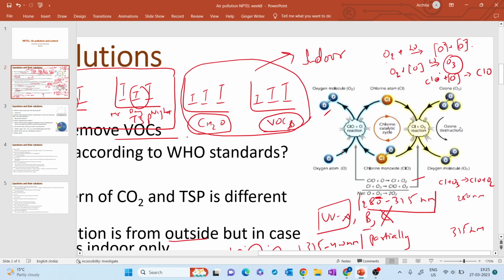So it does both. Either way it is depleting the ozone, either by directly destroying the ozone or by this chlorine catalytic cycle, in which ClO reacts with the oxygen atom and gives this oxygen molecule and chlorine. Okay, so this is important.